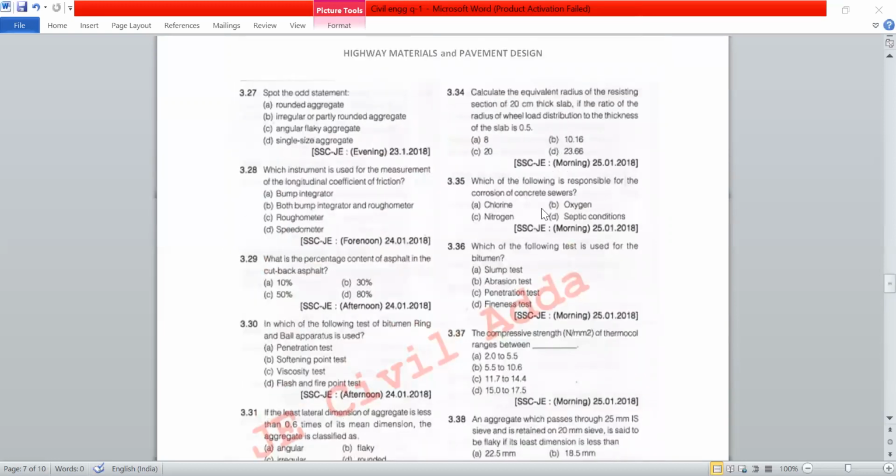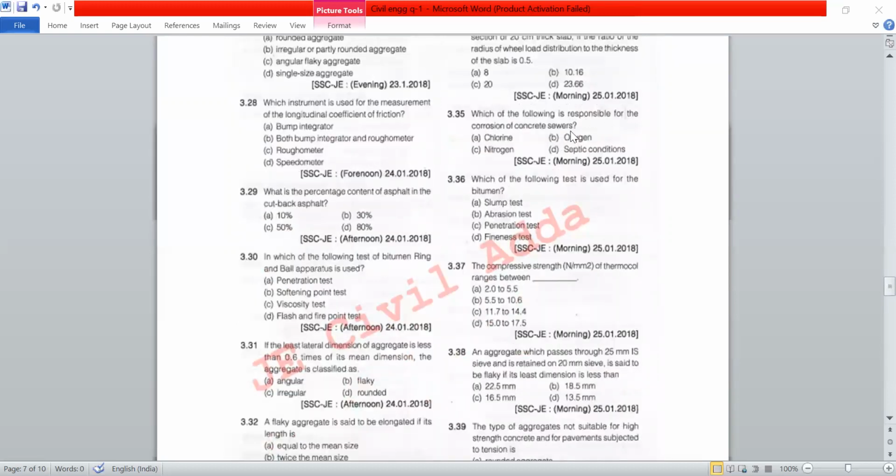Calculate the equivalent radius of resisting stiffness for a 20 centimeter thick slab with the thickness of the slab is 0.5. Right answer is 10.16. Which of the following is responsible for the corrosion of concrete? Septic conditions. Which of the following test is used for the bitumen? Penetration test.